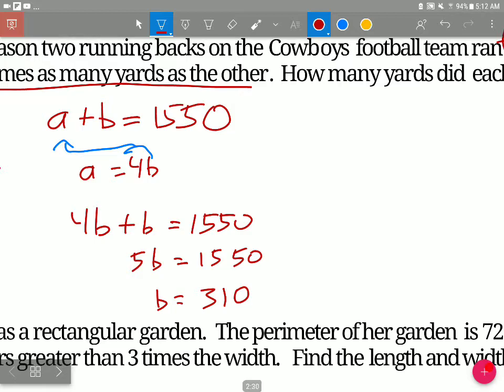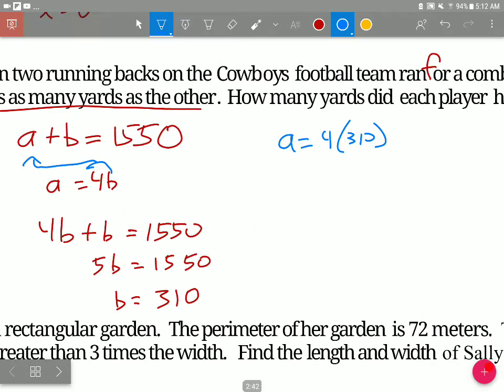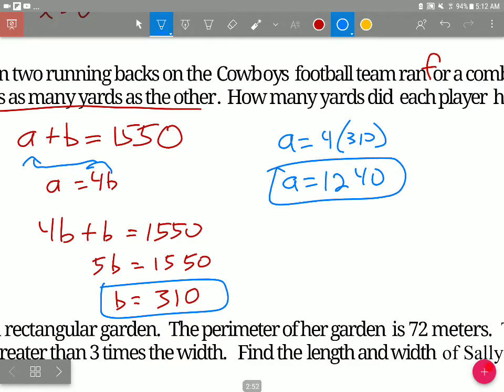And now that I know that one, we have A equals 4 times 310, which is 4 times 3 is 12, 4 times 10 is 40. So one of them's for 310 yards, the other one for 1,240 yards.